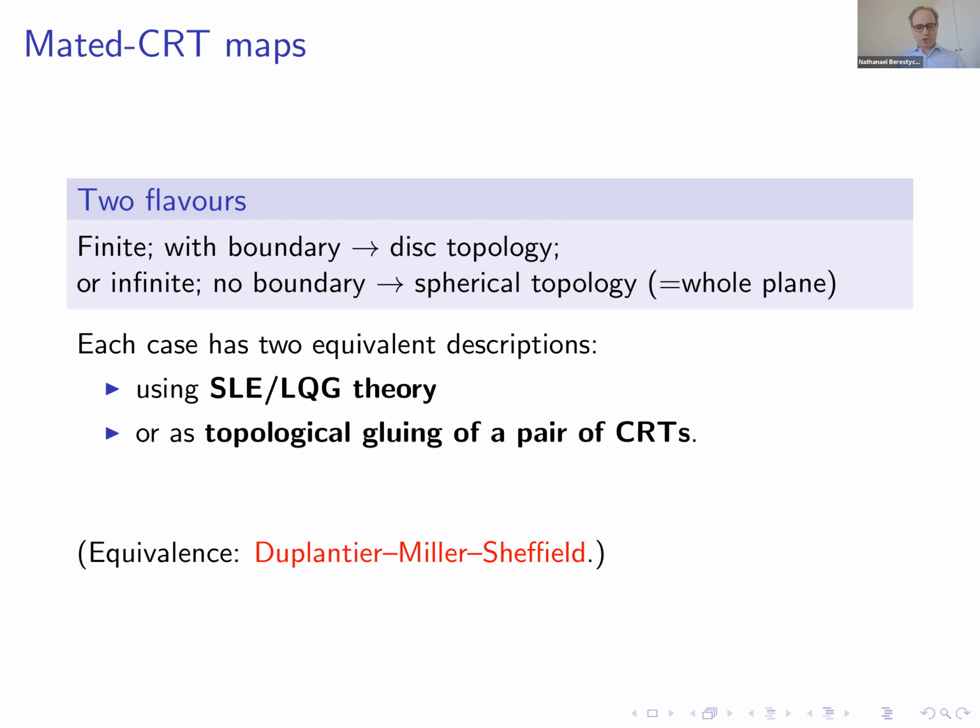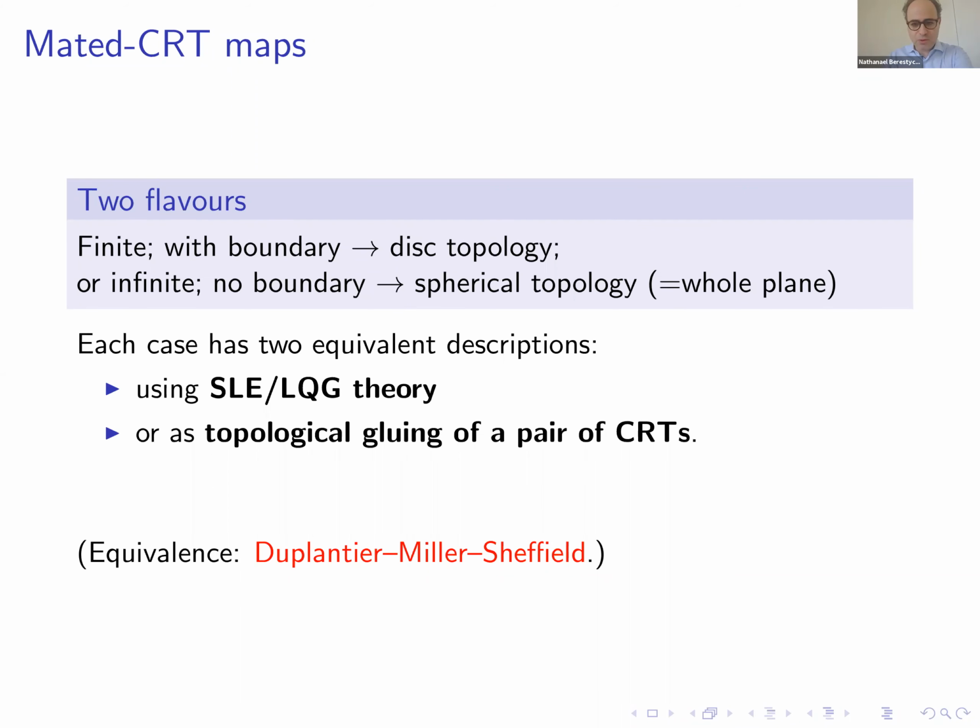I'm not going to say much about the second description because it's harder to wrap your head around in a talk with just a few minutes. But in some sense, that second description is the one that's more interesting for trying to relate things to a more natural model of planar maps. The fact that these two descriptions actually describe the same object is very far from trivial. It's a consequence of some deep relations proved by Duplantier, Miller and Sheffield in their paper called Liouville Quantum Gravity as a Mating of Trees.